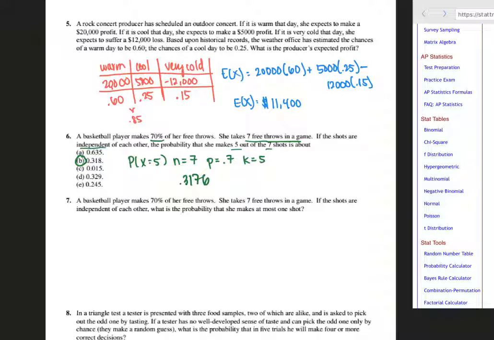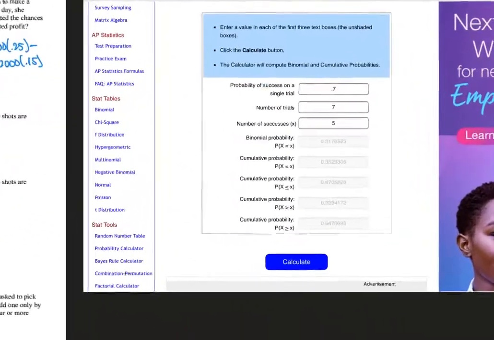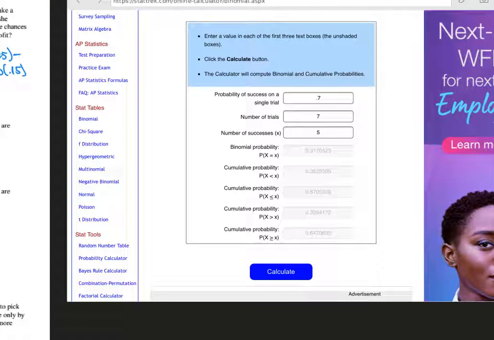All right, so same situation, 70% of her free throws, 7 free throws in the game. If the shots are independent, what's the probability she makes at most 1 shot? So again, binomial probability, at most 1 is less than or equal to 1. We have the same n and we have the same p. We're going to use 1, and we need to make sure we're looking at the less than or equal to symbol. So going back over here, we just need to change the number of successes in this case to be 1.